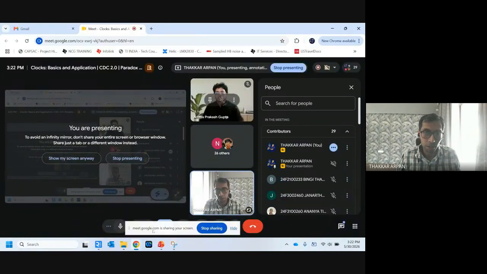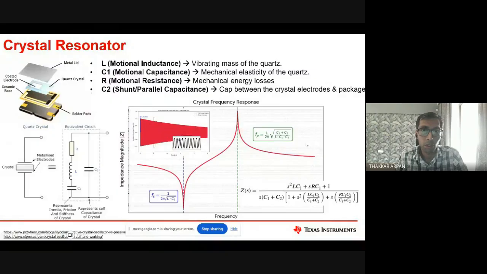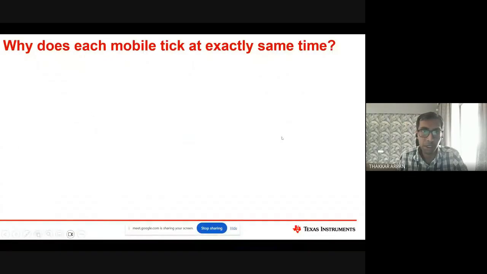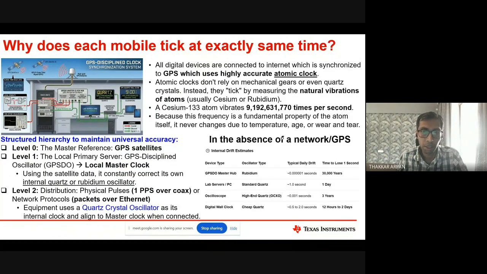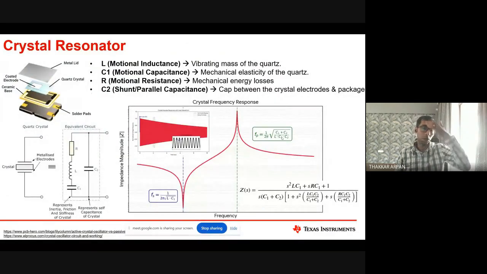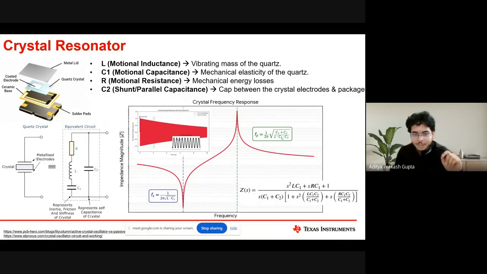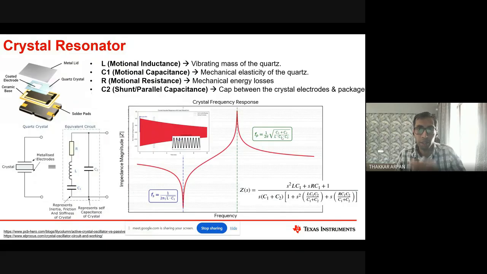Okay, I will share my screen again. Yeah. So, any other questions? Okay, so I will go forward. Also, sir, one more question: what is the crystal resonator?